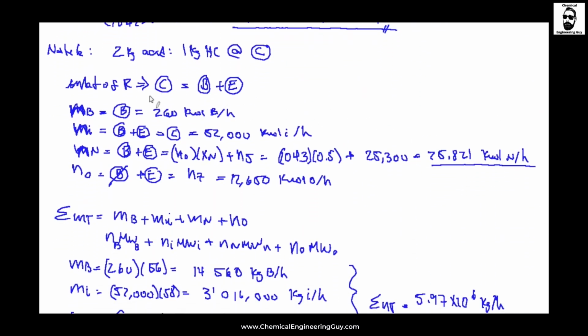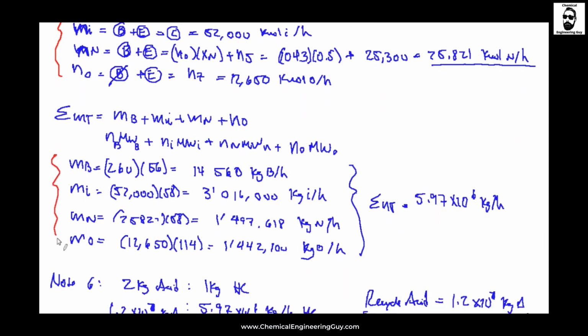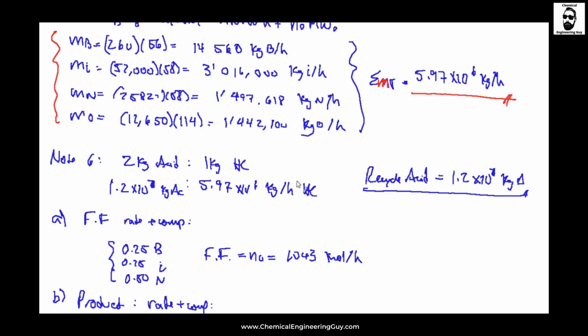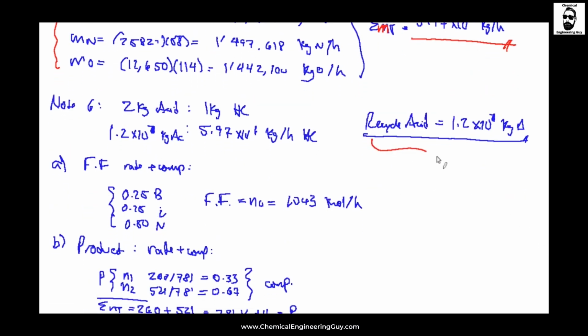Finally, this one is also nice. I need to relate everything to mass. So change all the moles, not using mass balances, using molecular weights. I got the masses and the total amount. This is mass. Total mass, I got the total mass. And since I'm using 2 kilograms per each kilogram, I just need to multiply twice. And I got my recycle rate. Good.